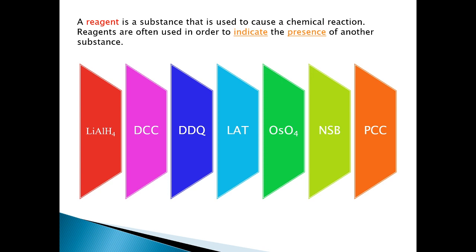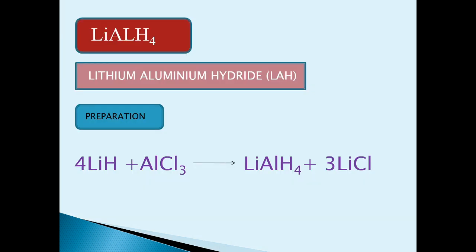Okay. In organic chemistry, there are a number of reagents which are useful for organic synthesis. But in your syllabus, we have to study only these 7 reagents. These reagents are LiAlH4, DCC, DDQ, LTA, OsO4, NBS, PCC. Now we have to start one by one with the reagents. The first reagent is LiAlH4.